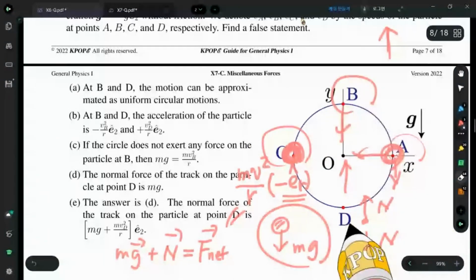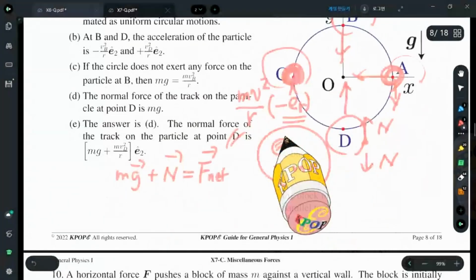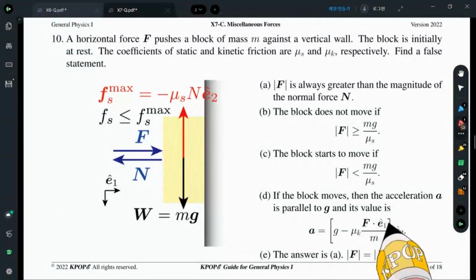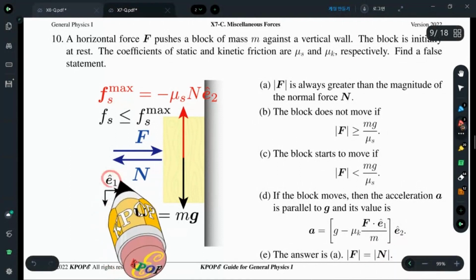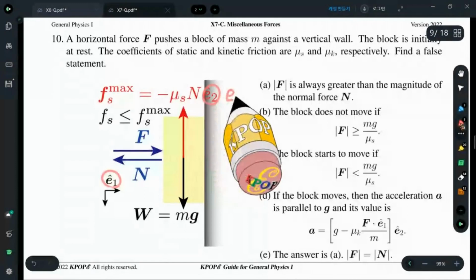Instead, at B and D, they are approximately uniform circular motion. So you can solve it in this way. Okay, there's something wrong with this figure. F has a component along the E1 direction. So this is E1. So I have to correct this one as E1 hat.